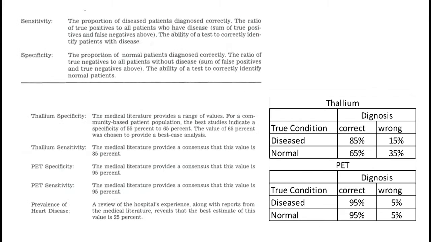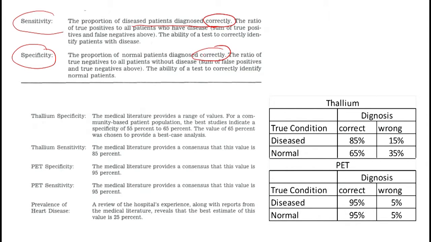So it's the imaging based upon the thallium or the PET that is going to determine whether somebody goes to the next step, which is to have the cardiac catheterization done, based upon the diagnosis of one of these scanners. The problem is that it's not always the case that the scanner is correct. So two measures come up: sensitivity and specificity. Sensitivity is the proportion of diseased patients diagnosed correctly. Specificity is the proportion of normal patients diagnosed correctly.